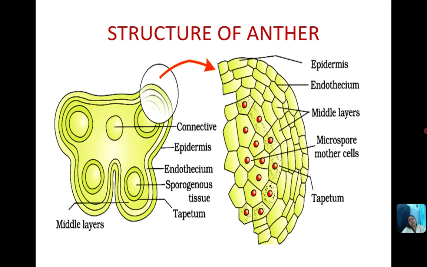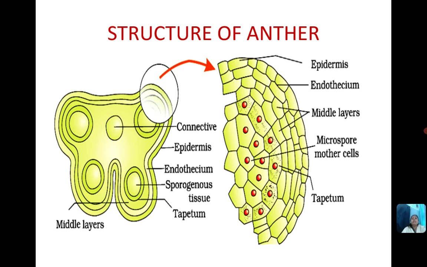Then this meristematic tissue gets differentiated into a group of tissue known as archesporial tissue or archesporial cells. These archesporial cells then further give rise to two types of cells, the outer parietal cells and the inner primary sporogenous tissue. The outer parietal cells give rise to the 4 walls of the anther, and the inner sporogenous tissue forms the pollen mother cells from which the pollen grains are produced.